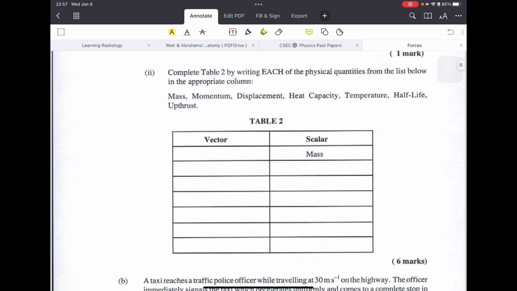So in this table, we have some quantities given to us, and we have to classify them as a vector or a scalar. And the first one was done for us, which was mass. So momentum is a vector, okay? Displacement is a vector. Heat capacity is a scalar. Temperature is a scalar. Half-life is also scalar. And upthrust is a vector. Alright, an easy 6 marks there.